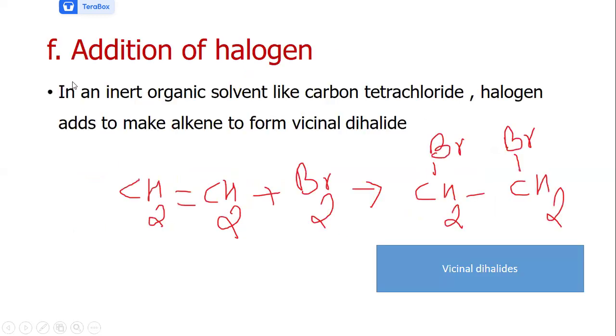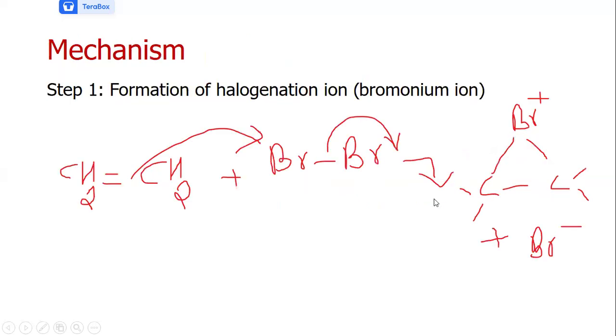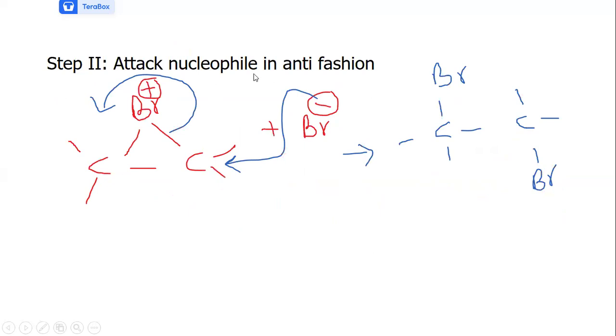Addition of halogen in an inert organic solvent like carbon tetrachloride adds to the alkene to form vicinal dihalides. Mechanism, formation of a halogenation intermediate, the bromonium ion. This double bond attacks this bromine and bromide is removed. This bromonium ion is produced. The nucleophile attacks in anti fashion, and this bromide attacks the carbon in anti fashion, on the opposite side.